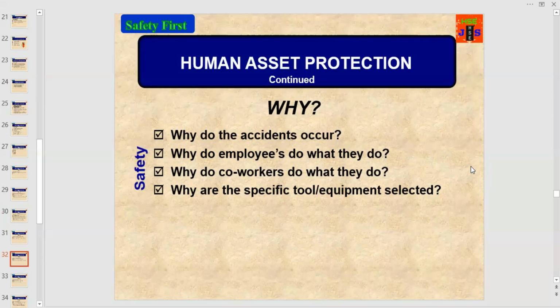Now we will understand how to use the word "why". Why do the accidents occur? Why do employees do what they do? Why do co-workers do what they do? And why are the specific tools or equipment selected?